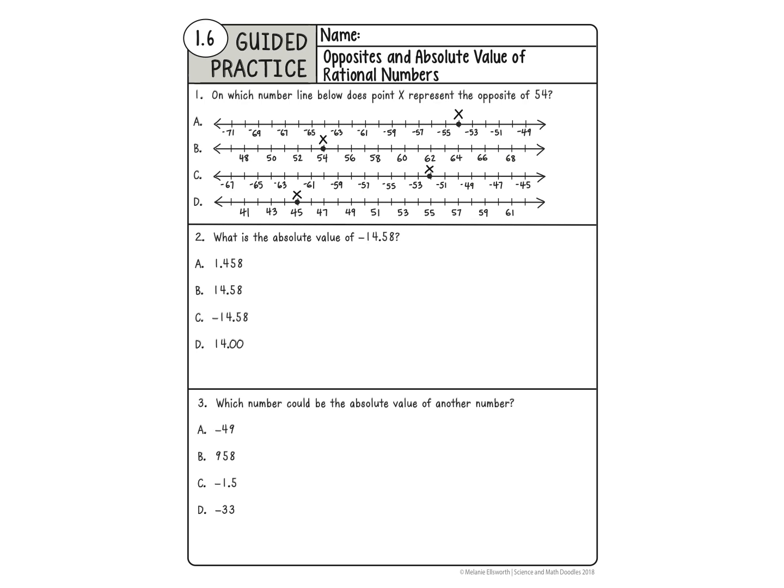Number 1, on which number line below does point X represent the opposite of 54? A, very good. Okay, what is the absolute value of negative 14 and 5800ths, everybody? B. Which number could be the absolute value of another number? B. Because, everybody's going to write this down with me, because if I write, you write.